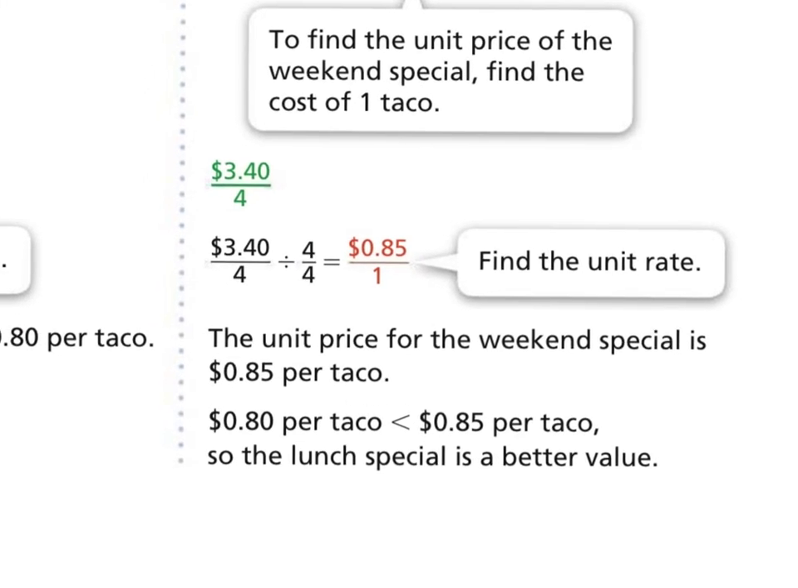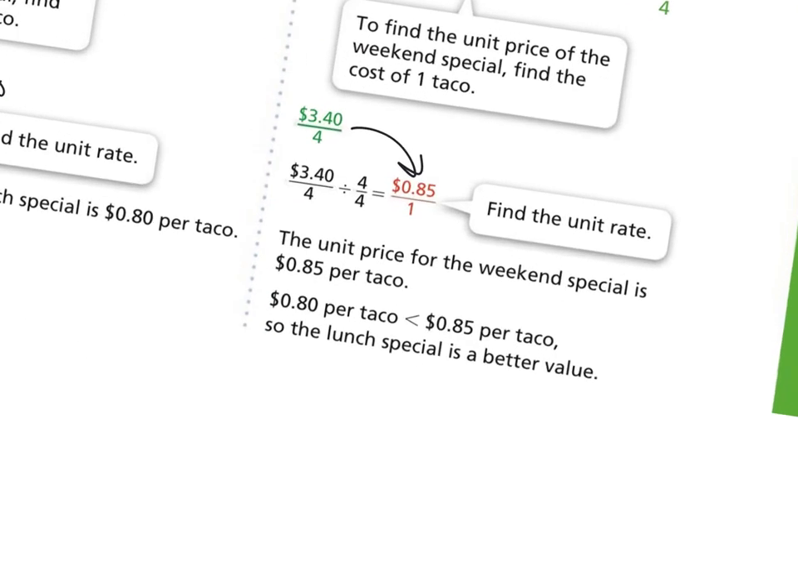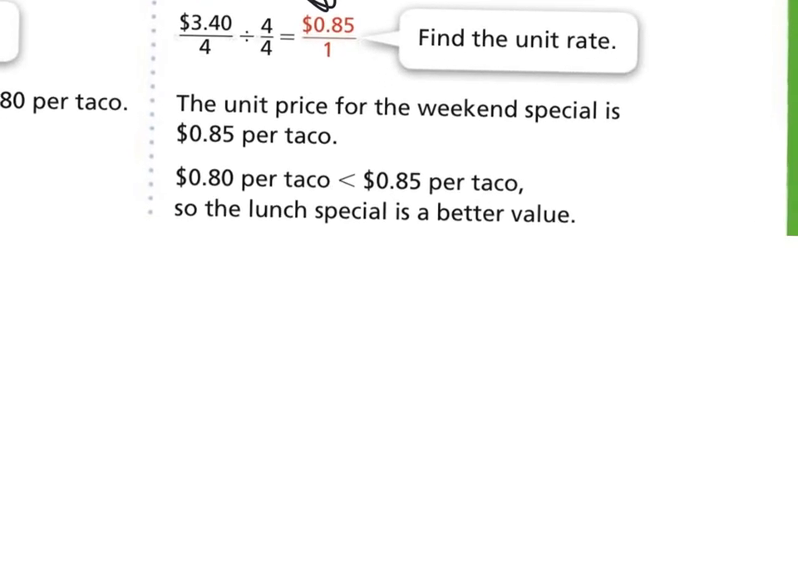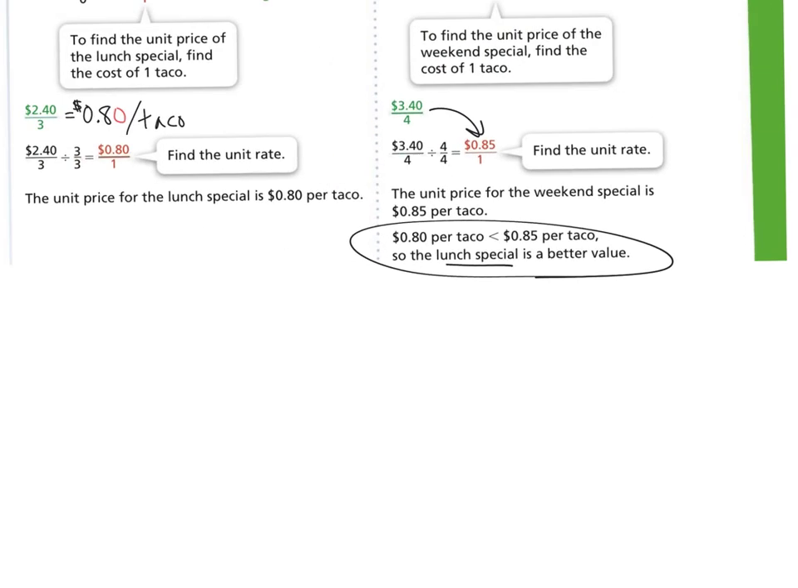The other one, 340 divided by 4, you get 85/100ths, which means 85 cents per taco. All right, so lunch special was 80 cents a taco. Weekend special is 85 cents a taco. You know 80 is less than 85, so the lunch special is the better value.